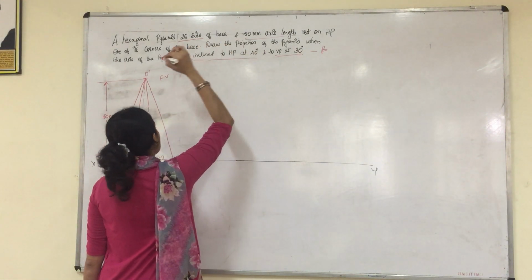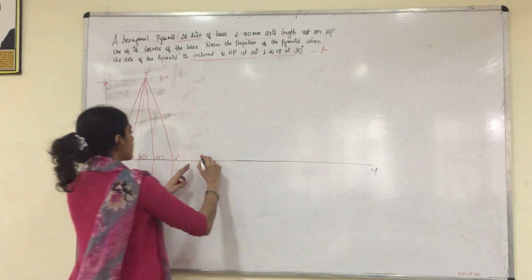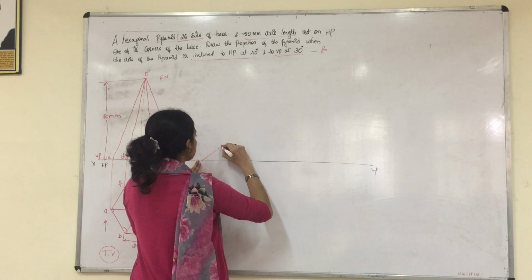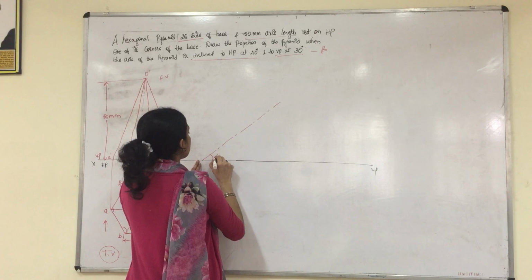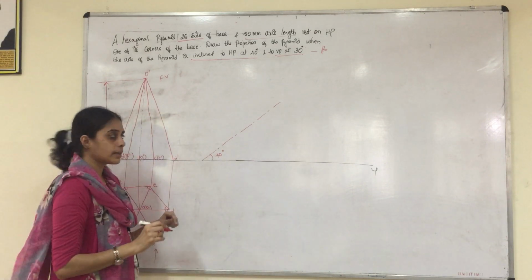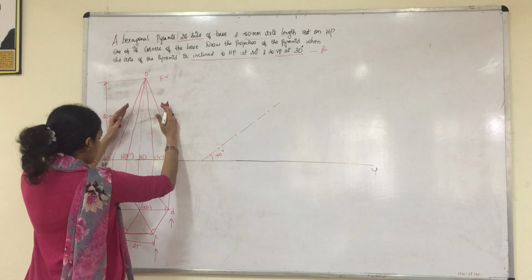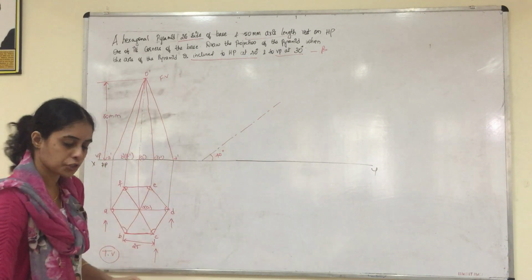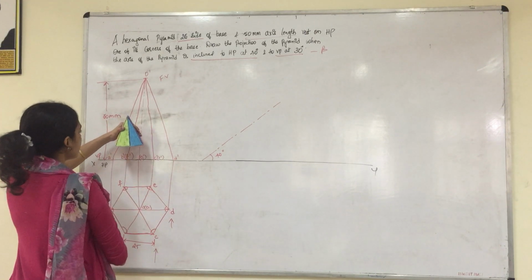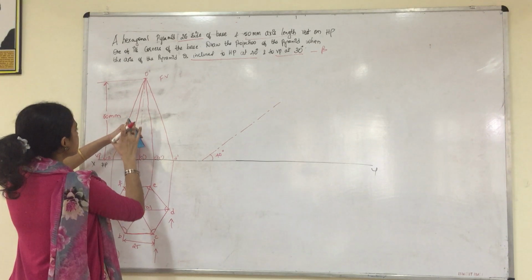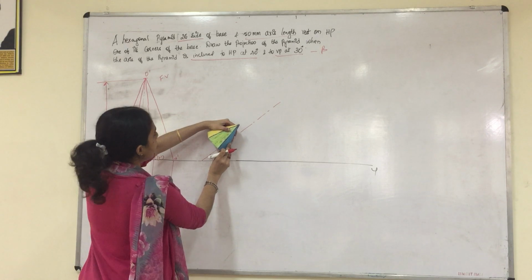It is telling that the axis is inclined to HP at 40 degrees. So leave some space and just draw an axis line. So this angle is equal to 40 degrees. So after drawing the axis line, now we have to shift the front view, which was vertical upright, into the inclined position. So similarly, this will be the position of the given hexagonal pyramid. So here the axis is vertical. Later the axis will be inclined at 40 degrees to HP.